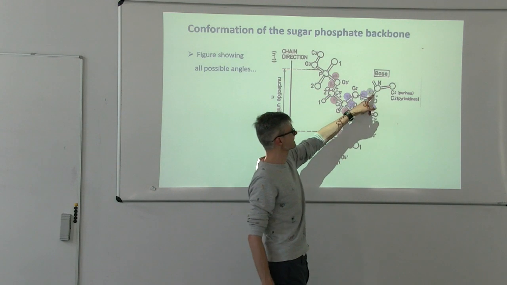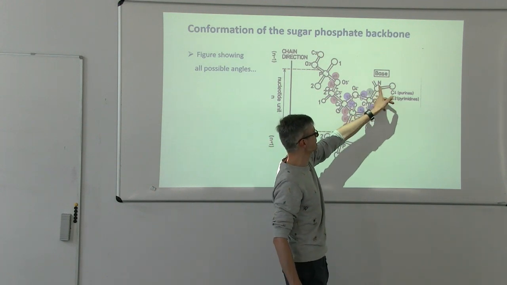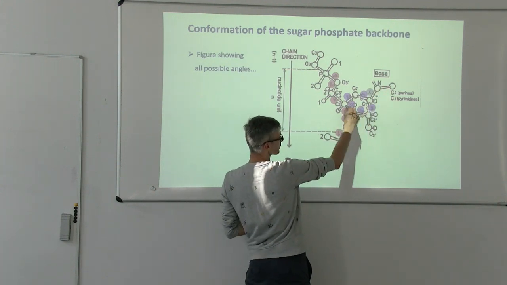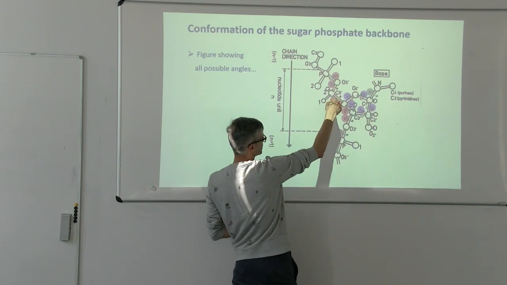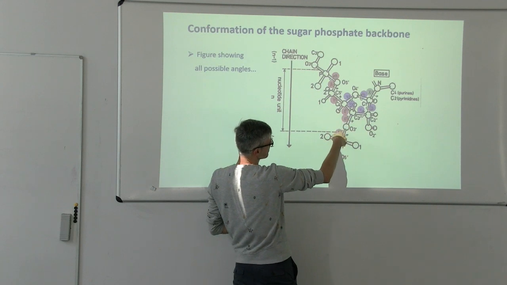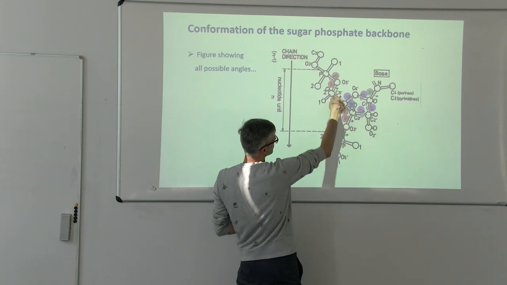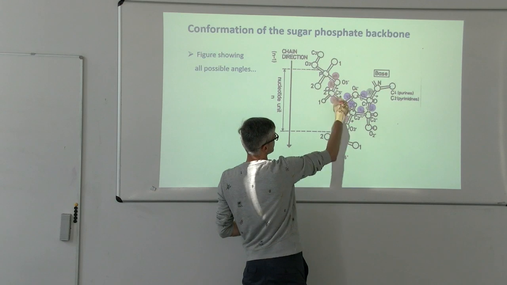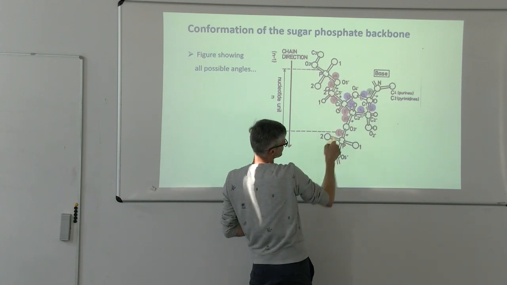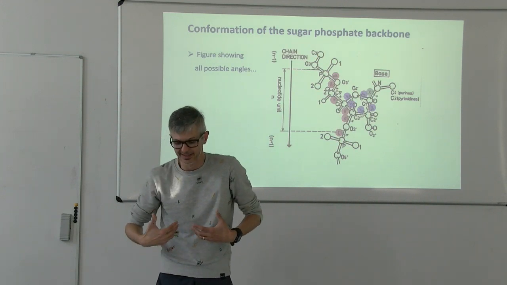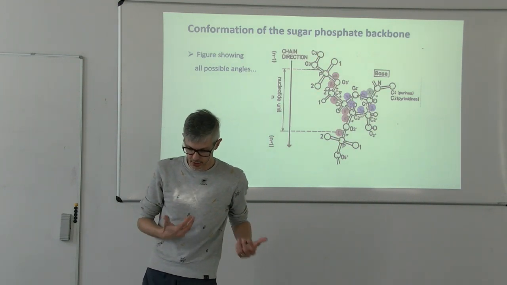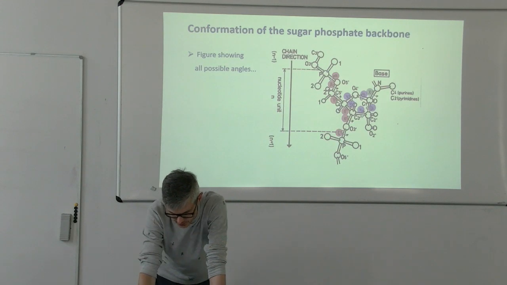So remember, glycosidic bonds here between your base attached here. This is your sugar ring, where you have those 5, and then additionally in your sugar phosphate backbone you can also have angles here. Again, alpha, beta, gamma, and so on. So these are all the possible angles you can have and can describe and measure in these DNA structures.